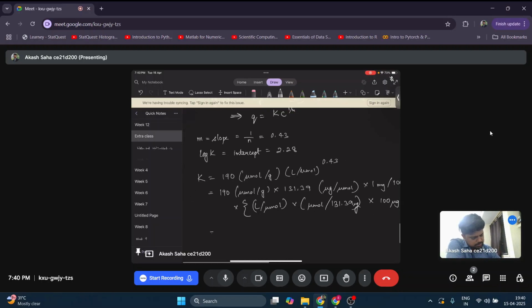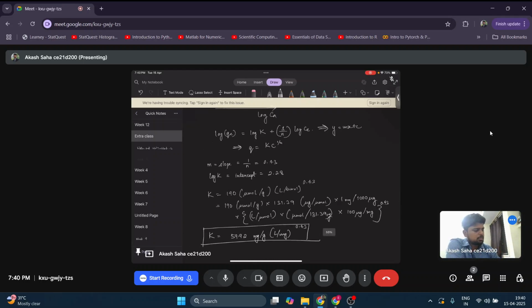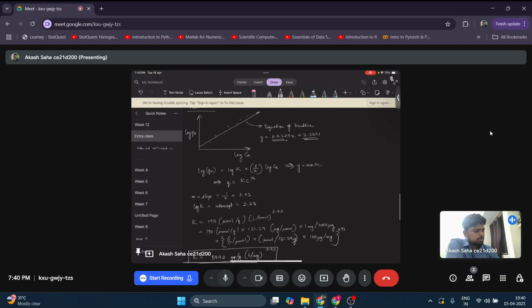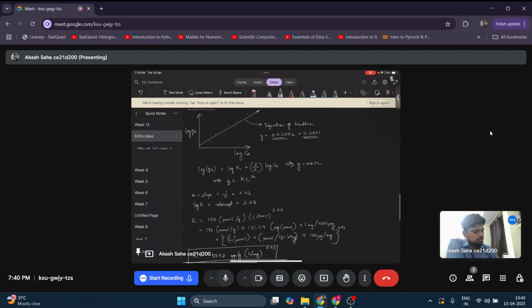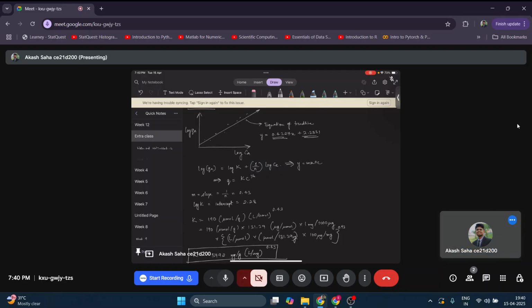So finally we'll get it as 59.92 milligram per gram. So this is the final equation. Okay, just have a quick look at it.